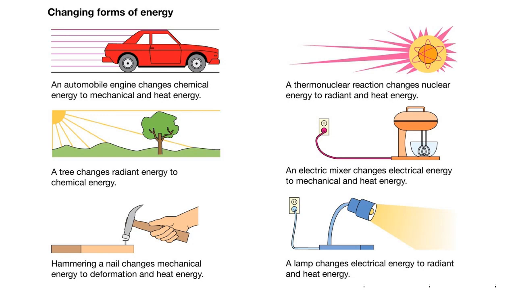An electric mixer takes electrical energy from a power source and changes it into mechanical energy to mix ingredients along with some heat. Similarly, a lamp uses electrical energy and changes it primarily into radiant energy for light and also heat. These examples help show how energy is not lost but changes form depending on the activity.